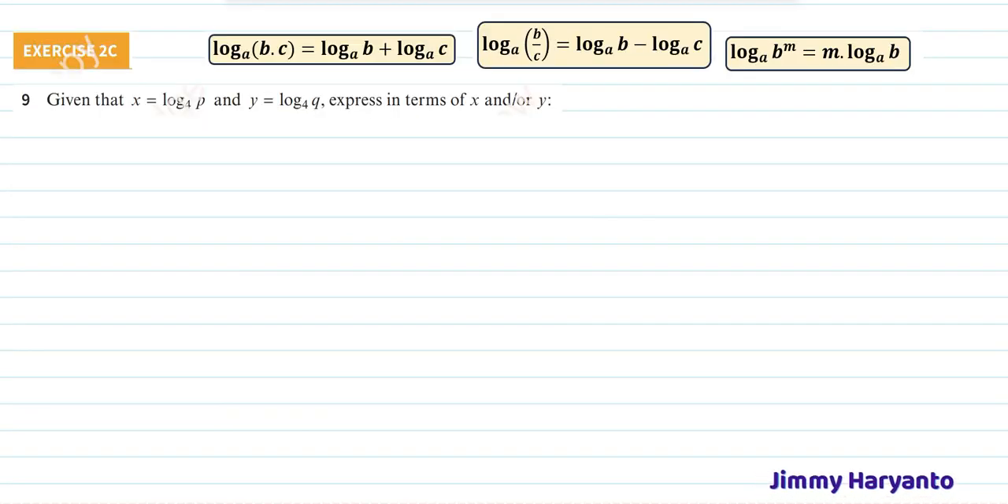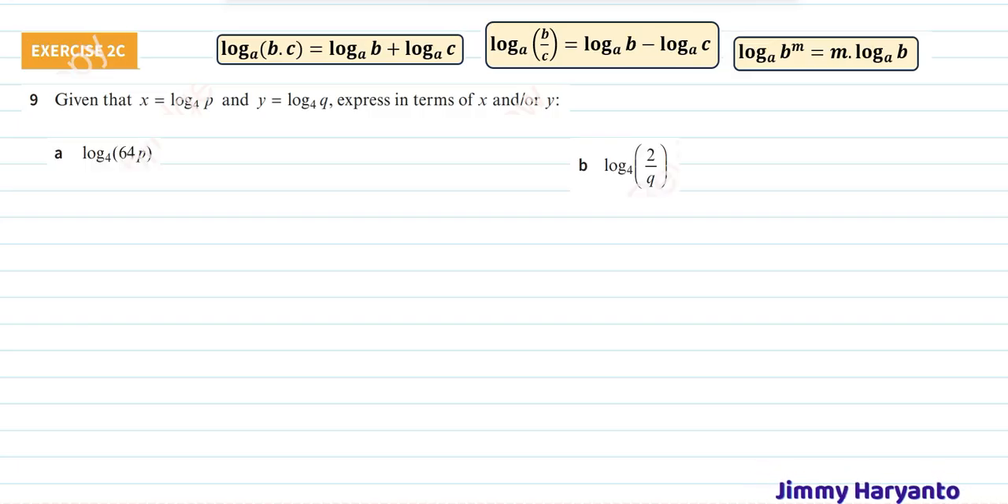Next is question 6. Okay, how to do this one? Express in terms of x and or y. Wait. Okay, I forgot to copy the questions. So question A, log 4 of 64p. Okay, I can split this one into two parts using this formula.